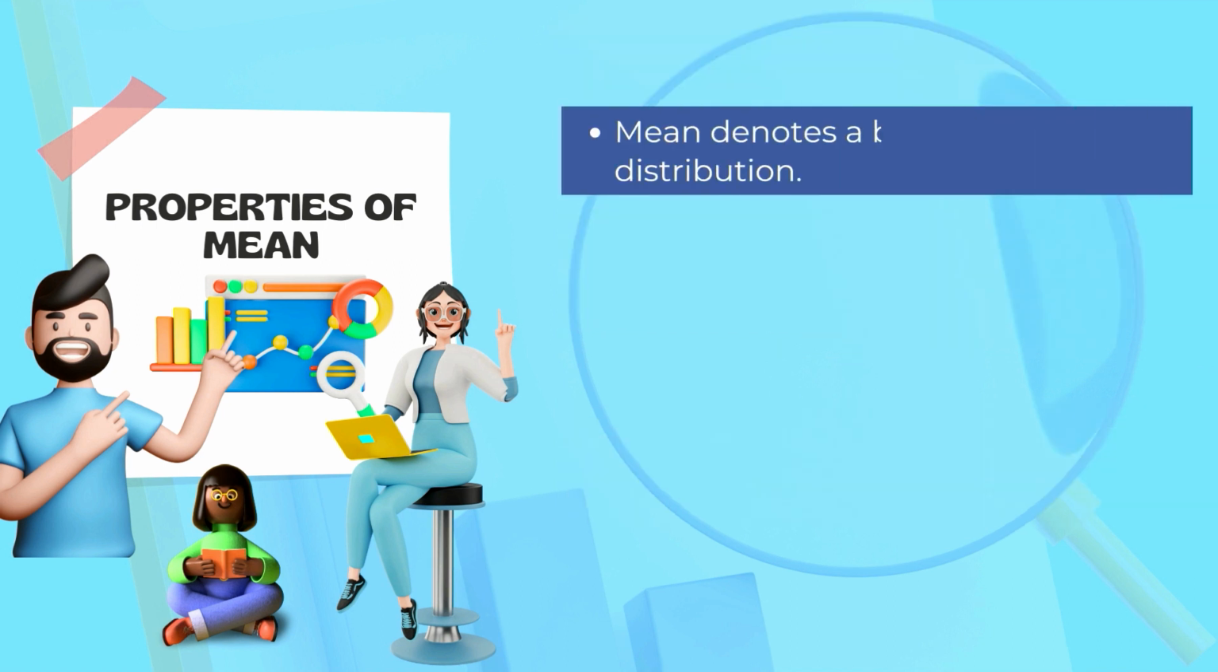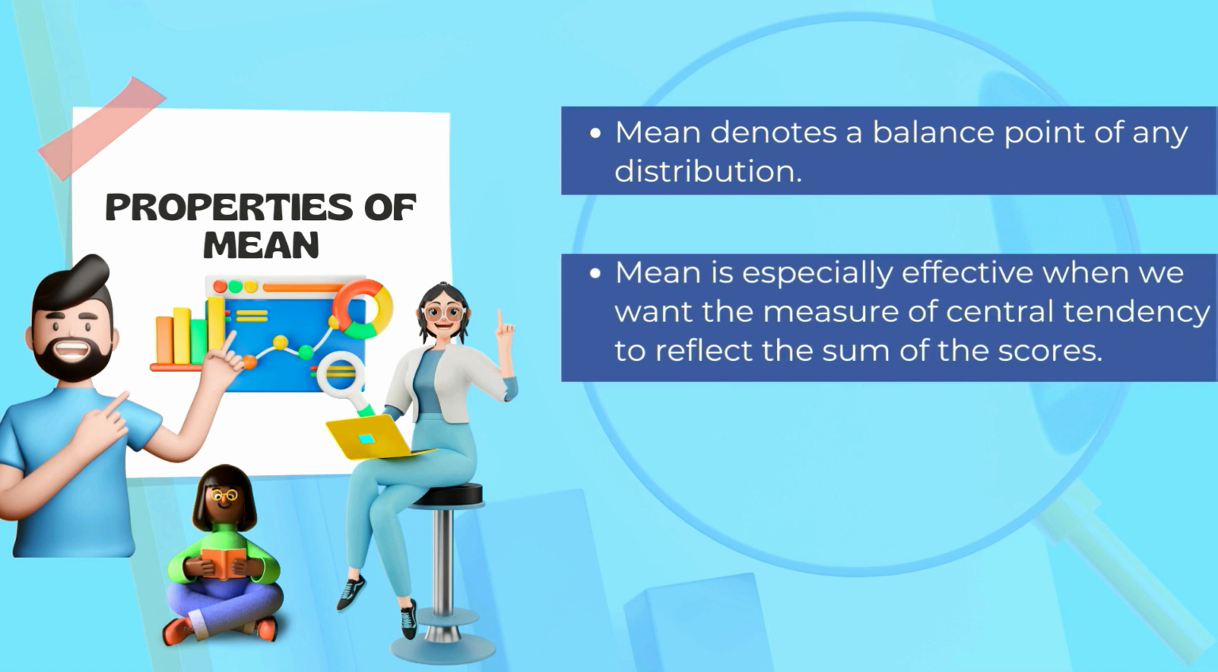The mean is a balance point of the distribution, because the mean is especially effective when we want to measure the central tendency to reflect the sum of the scores. When we have the opportunity to sum all the scores, then we can go for the mean, because the mean considers all the scores during its calculation.